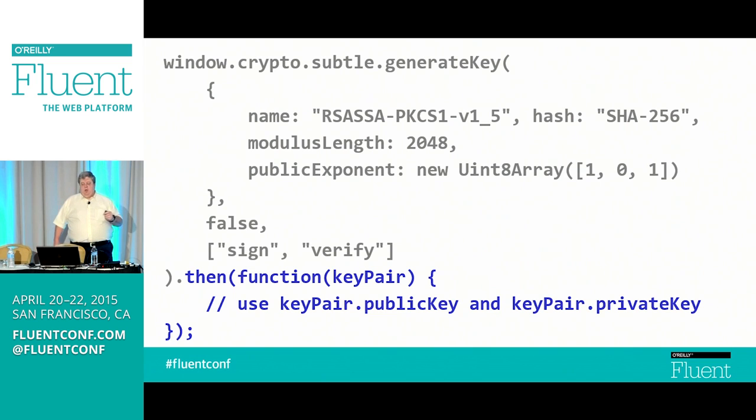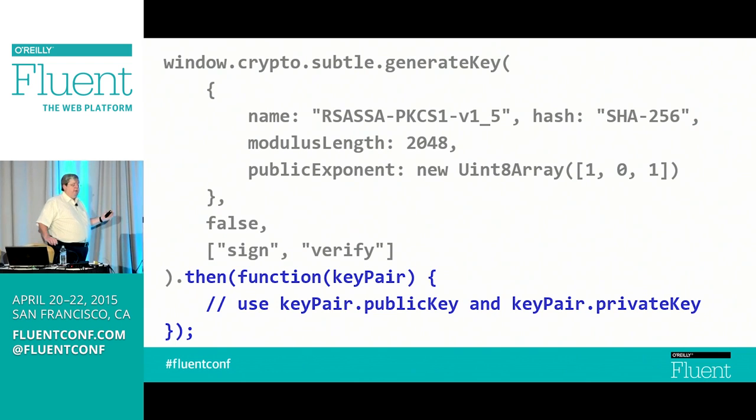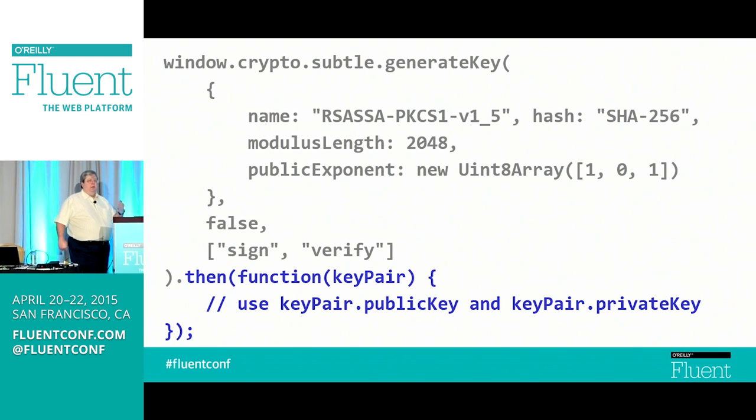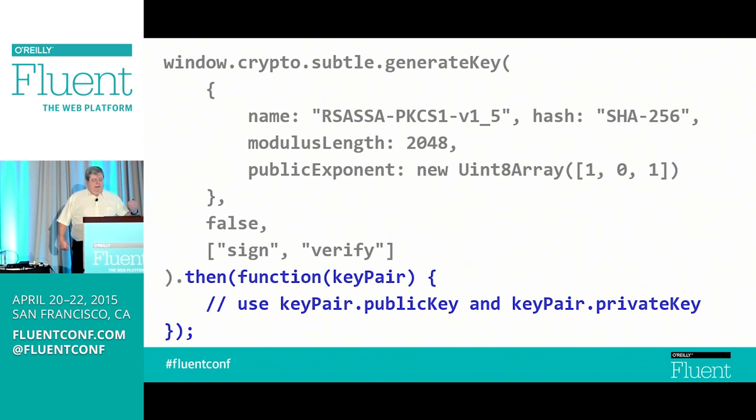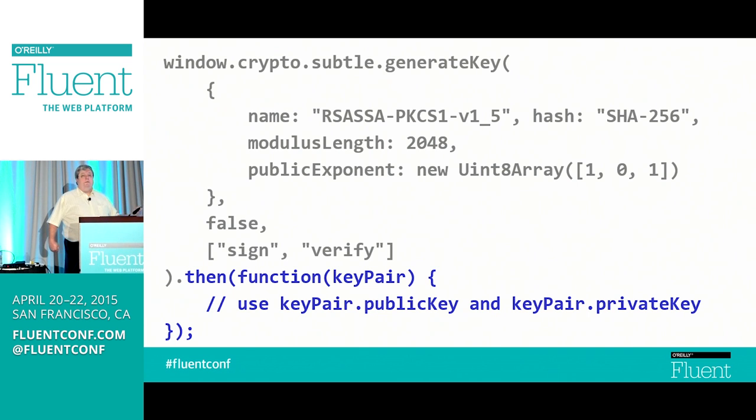I can pass it a callback to the then method. That'll be passed the crypto key pair, which is nothing special. It's not like crypto key. It's just a regular JavaScript object with 2 properties, public key and private key, that are the crypto keys you'll need to use. You could then go and do digital signatures using the sign method, and you could verify it with the verify method. Pretty straightforward.